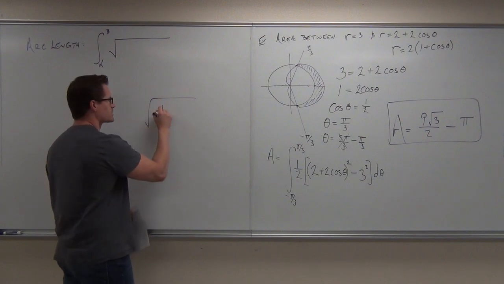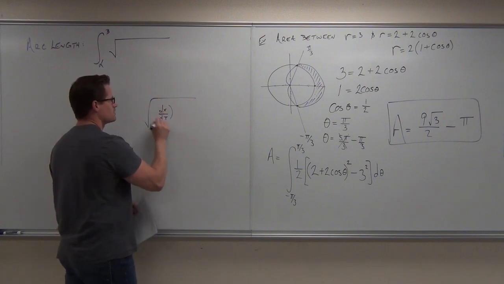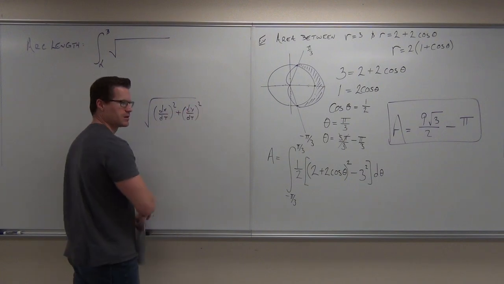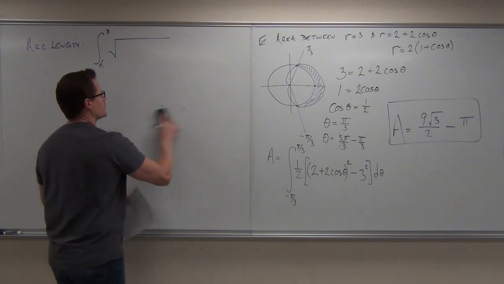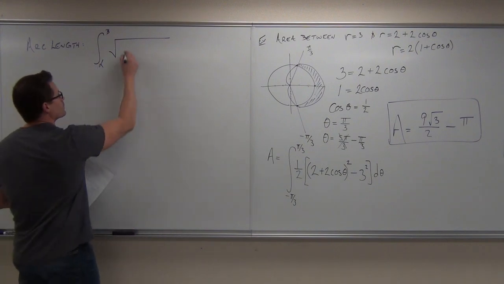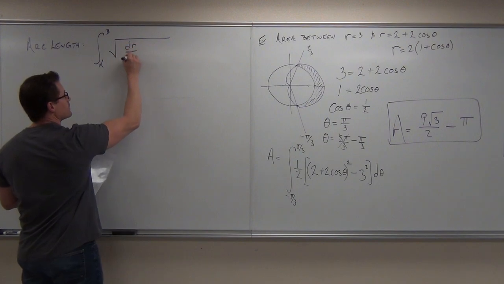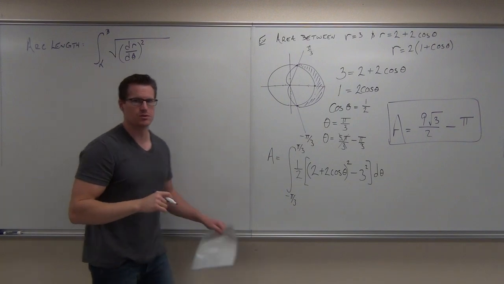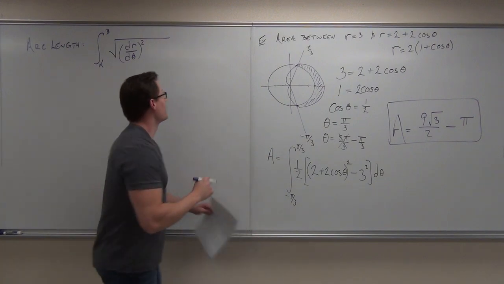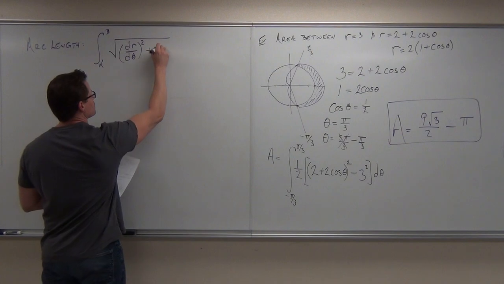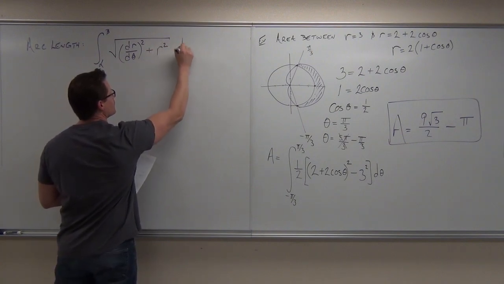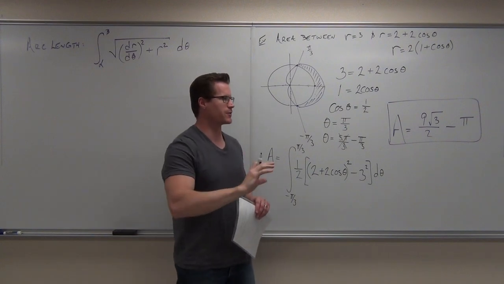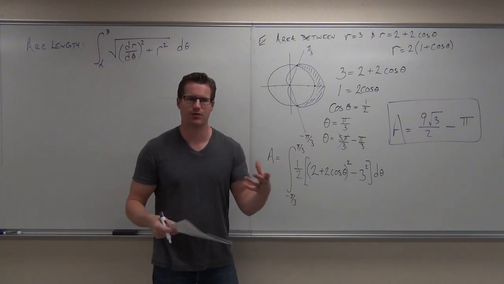For parametric, it was dx/dt squared plus dy/dt squared. Remember that? For us, it's going to be similar to this one. What we do is we take a square root and we do dr/d theta squared. So far it looks very, very similar to a parametric. And then we do just r squared. That's where it changes just a little bit, because our r is a function of theta, we have a little bit different of an idea than parametric. But that's the idea of arc length.